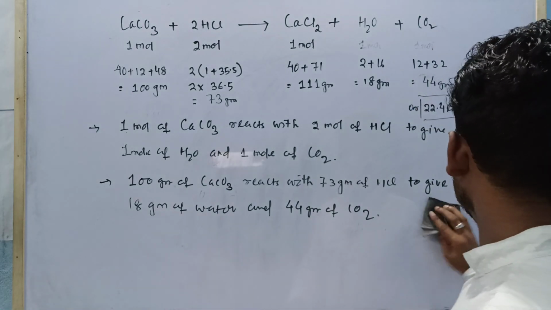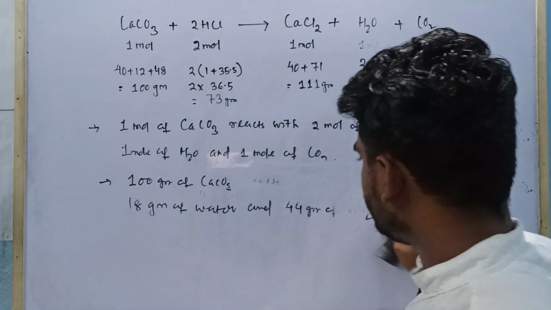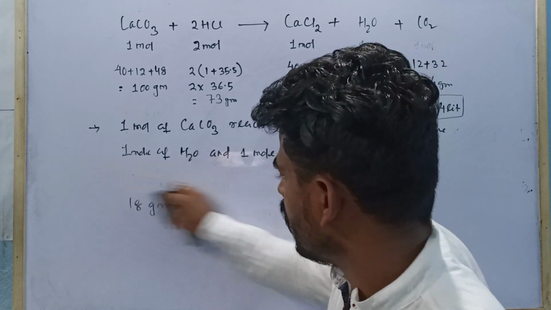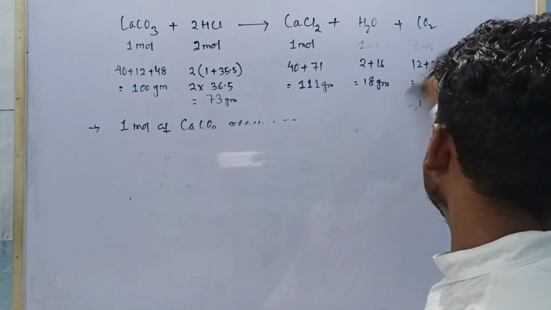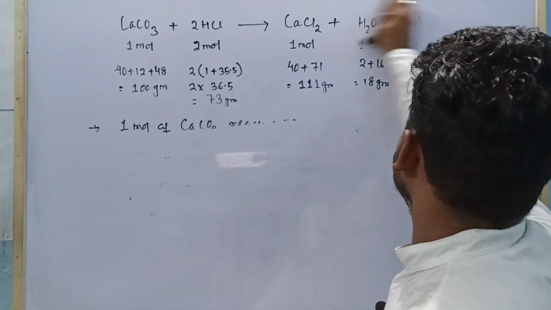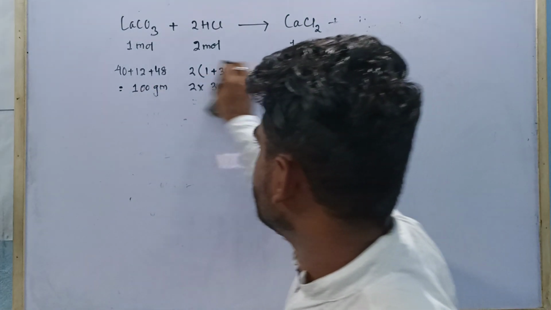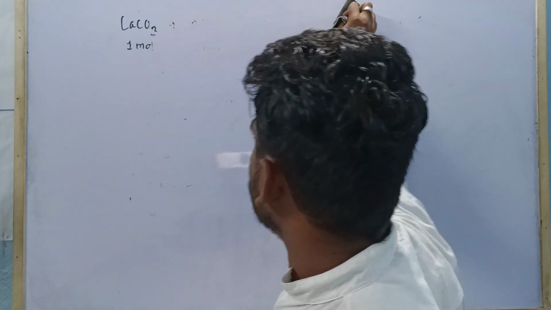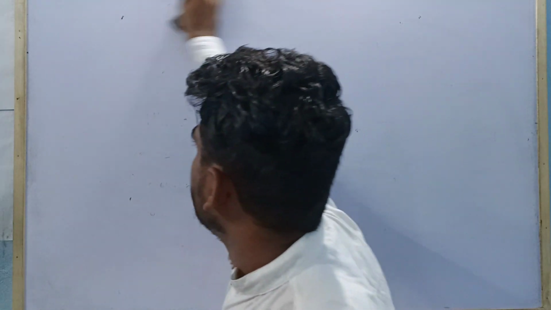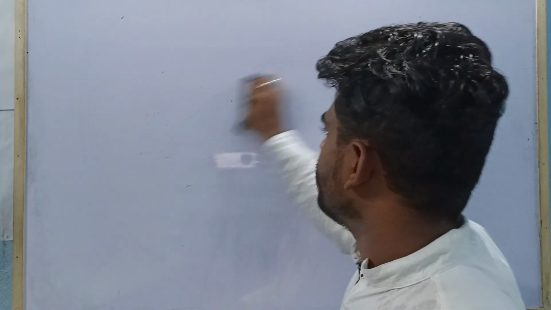So now what are the different steps you have to follow to solve the stoichiometric calculation numericals. Okay, so the step first one, that is you should be able to write the balanced chemical equation for a chemical change. Okay, so steps.